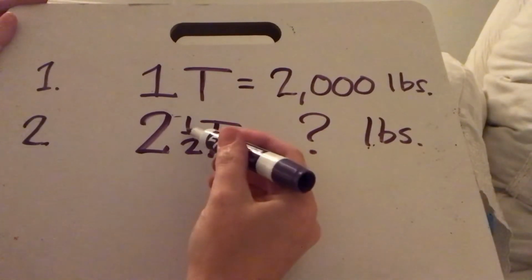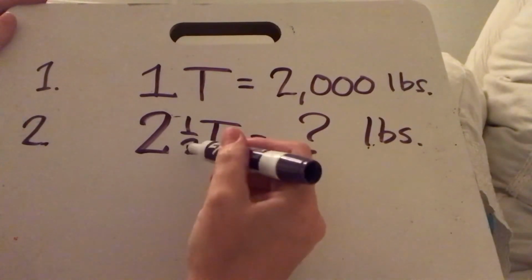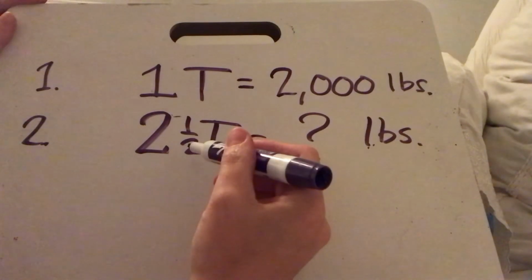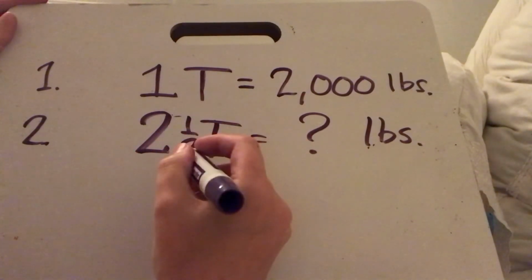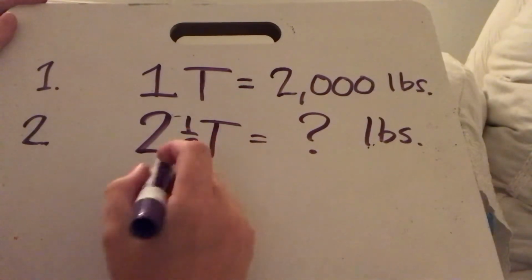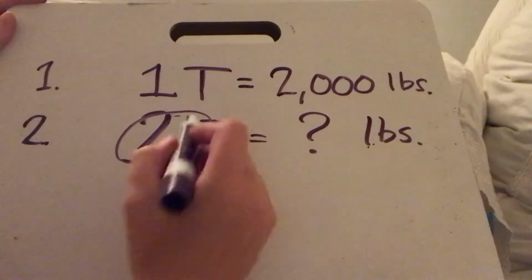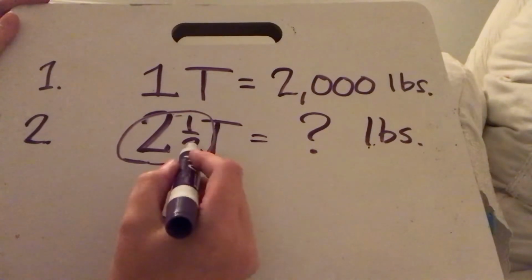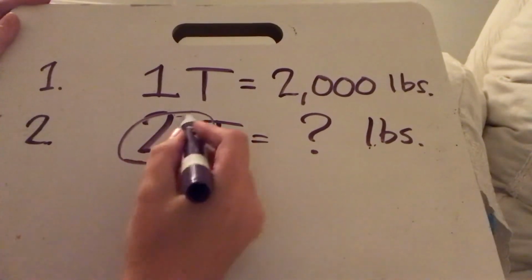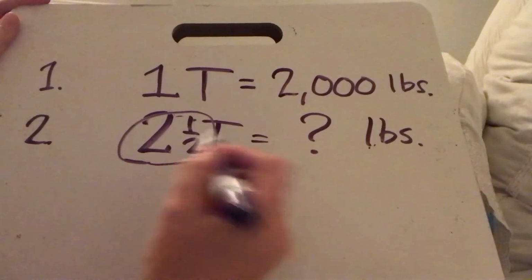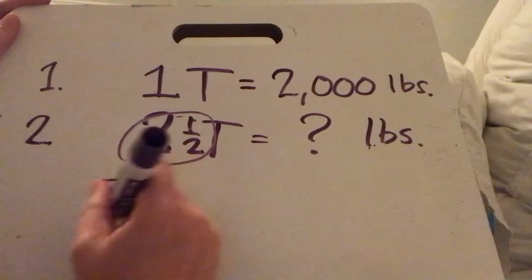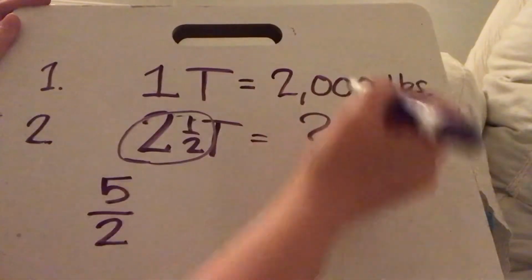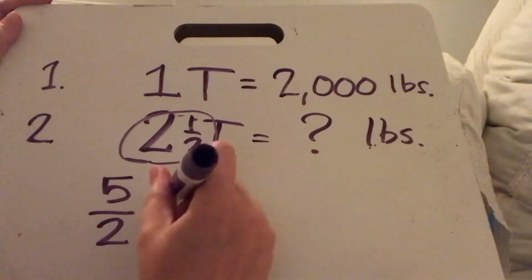Now, it's a little bit tricky with a fraction, or you can change it to a decimal too. But in fraction form, when we multiply fractions straight across the top, if you have a mixed number like this, you have to make it improper first. So 2 times 2 is 4, plus 1 is 5. Keep the denominator the same. So 2 and a half becomes 5 over 2. And we're going to times it by 2,000.